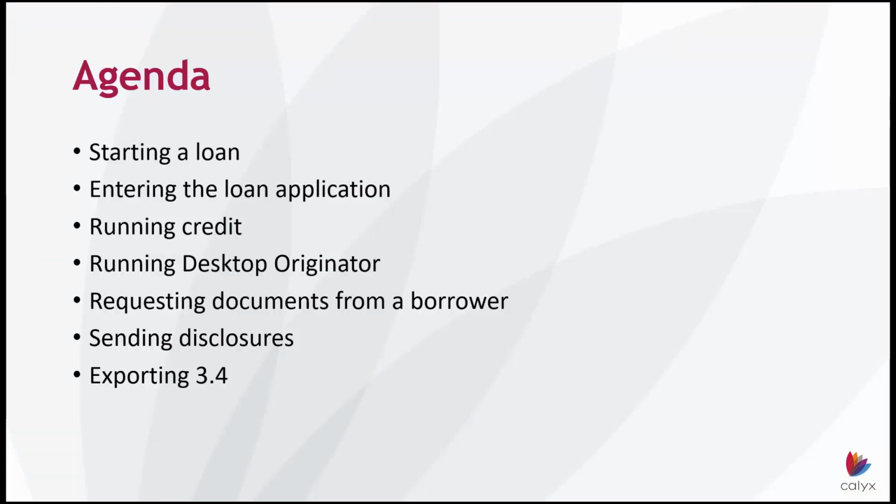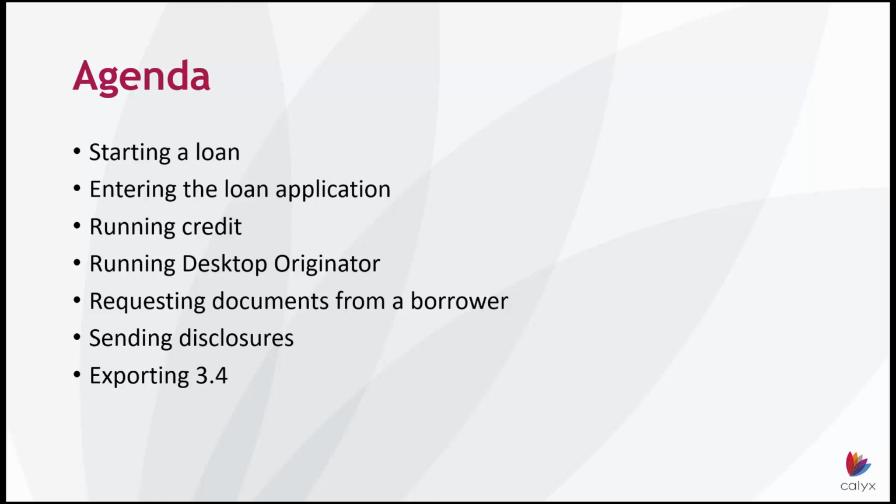Today we're going to be covering the loan origination process inside of Zenly and show you how each of those steps work. I've got my agenda up here. We're going to start a loan. We're going to walk through where you would enter the application, where you would run credit, where you would run Desktop Originator, where you could request documents from a borrower, sending disclosures, and also exporting that 3.4 to send over to your lender.